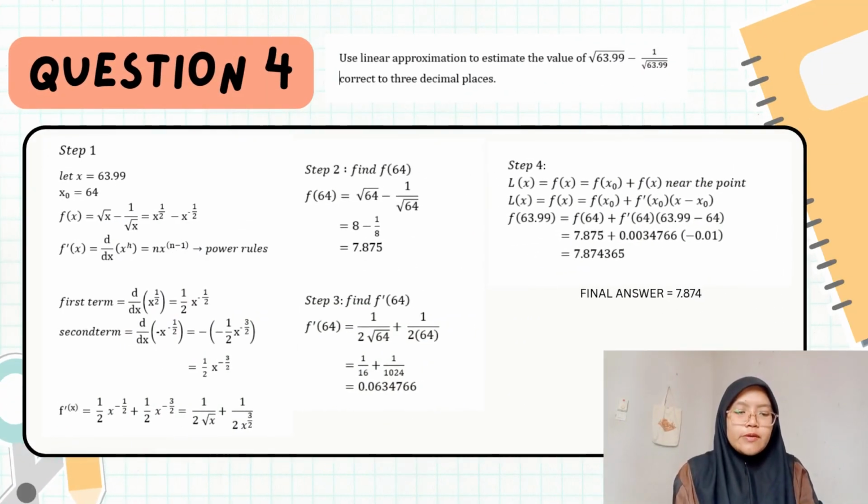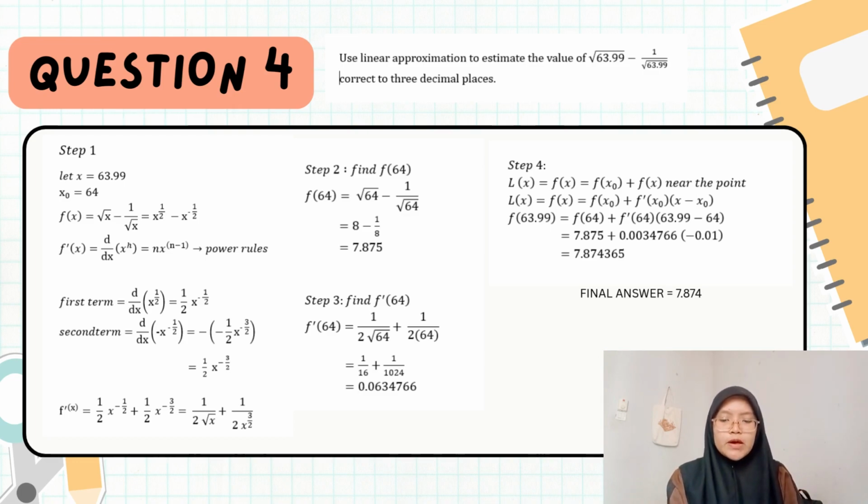For question 4, use linear approximation to estimate the value of the square root of 63.99 minus 1 over the square root of 63.99. Step 1. Let x equal 63.99 and x0 equal 64. After that, I define the function f(x) and f'(x). For f(x), I already have x^(1/2) minus x^(-1/2). For f'(x), I use power rules and I have two terms. After I calculate the first term and second term, I add them, and so I get f'(x) equals 1 over 2 square root x plus 1 over 2x^(3/2).